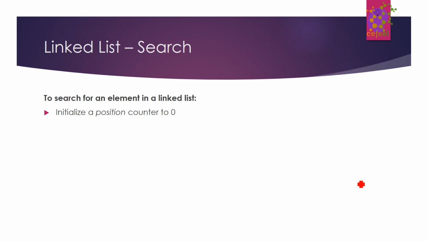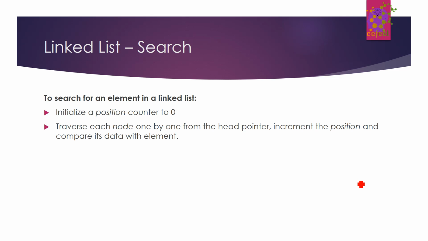So what we do is we just use a counter. Let's say a position counter will start at 0, and then we'll traverse each node one by one from the head pointer, similar to the previous pointer which we had, and then we increment the position and compare its data with the element. So we keep going one by one and we'll check if we have found the element. If we have found the element, we just return the position value. If not, we will just return -1 saying the element is not found. So it should be something like this.